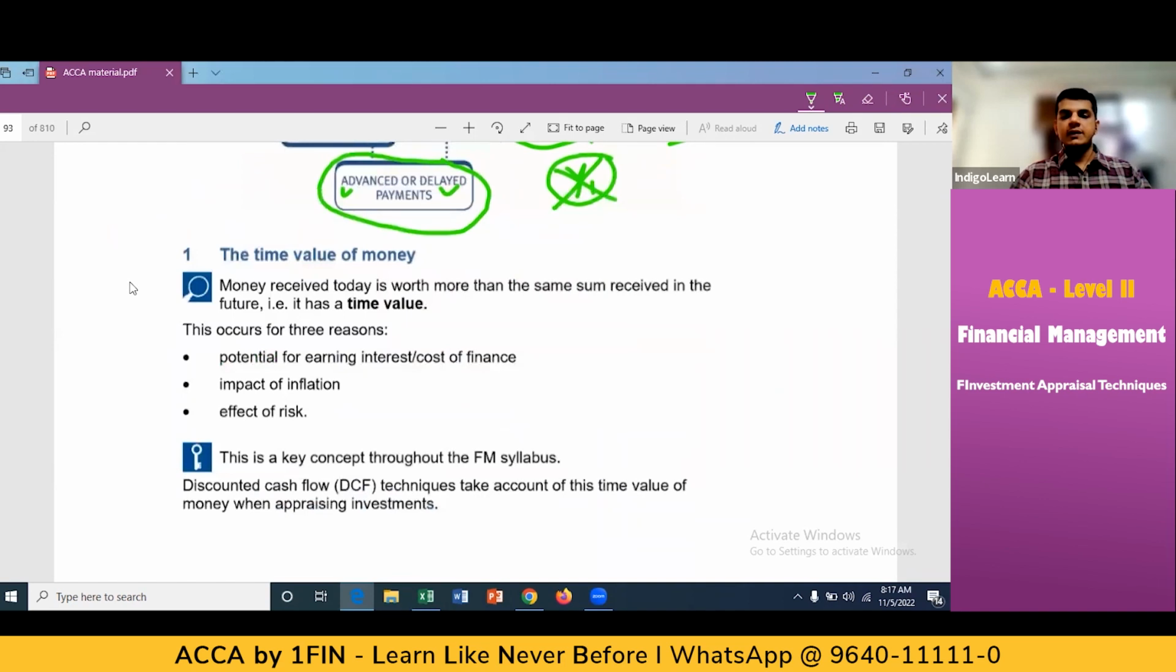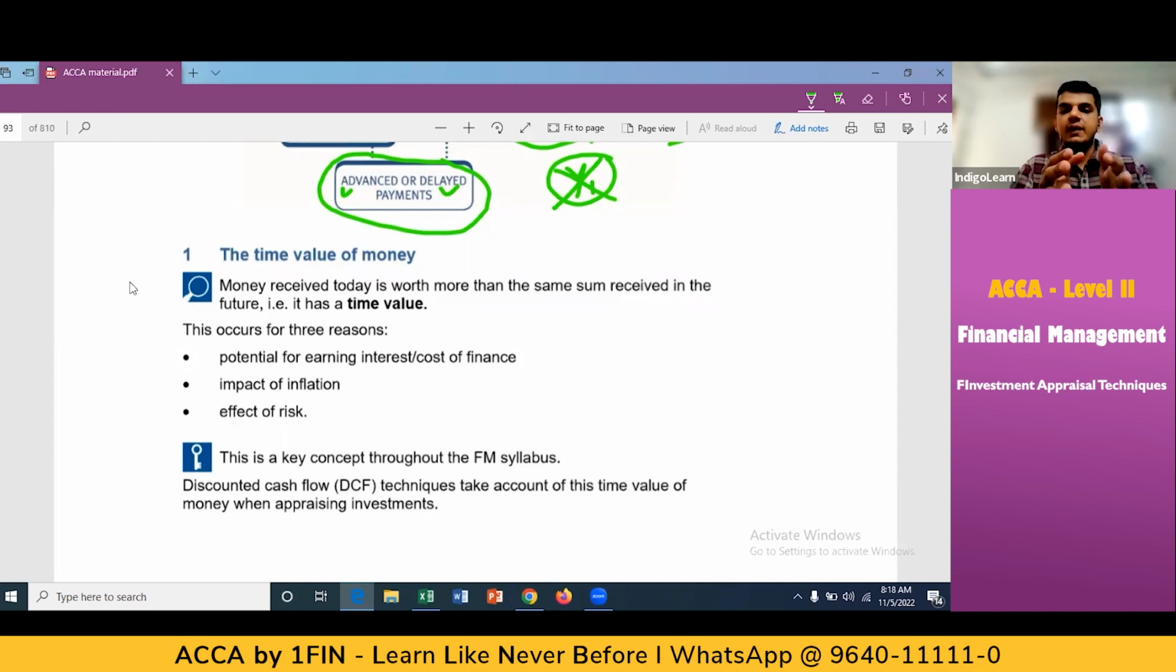Okay. So starting one by one with this chapter, whatever the points are, we'll cover one by one. First is the time value of money. What is time value of money? It's basically that you are comfortable in receiving something today instead of waiting to receive it after 5 years or 2 years or 3 years, whatever the time frame.